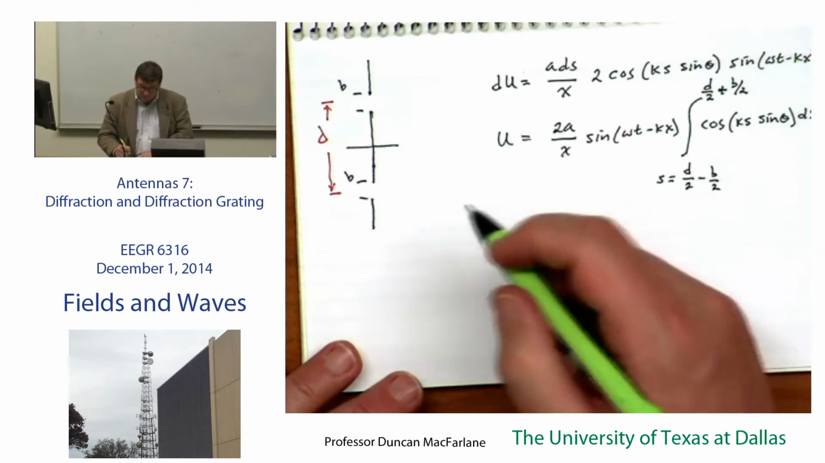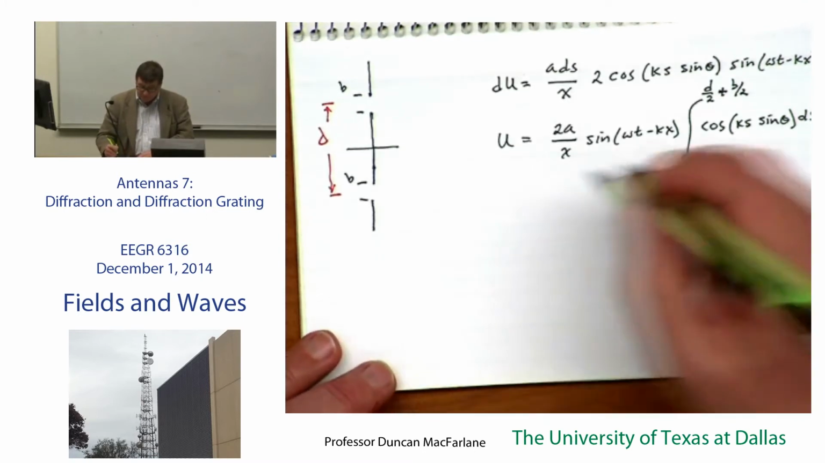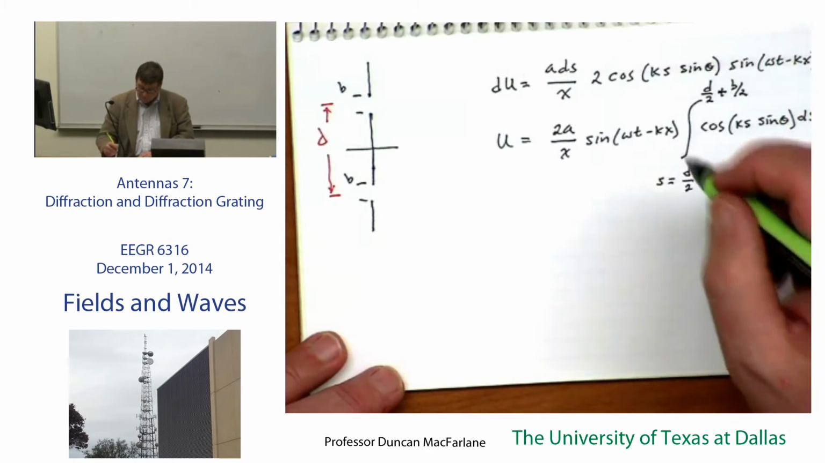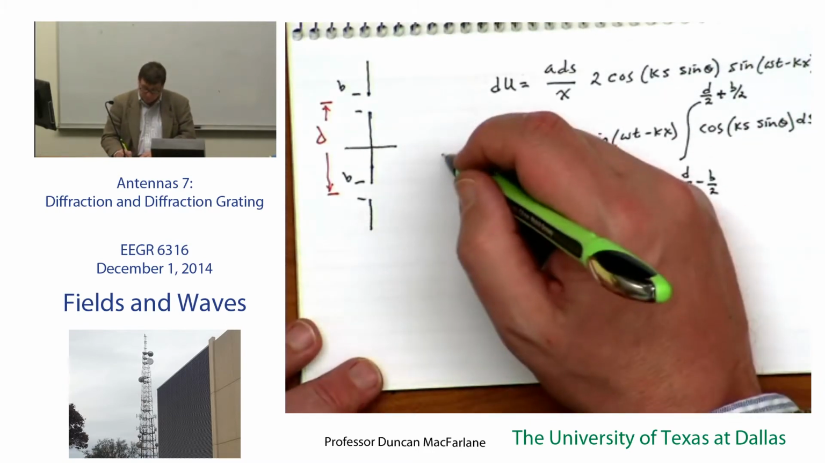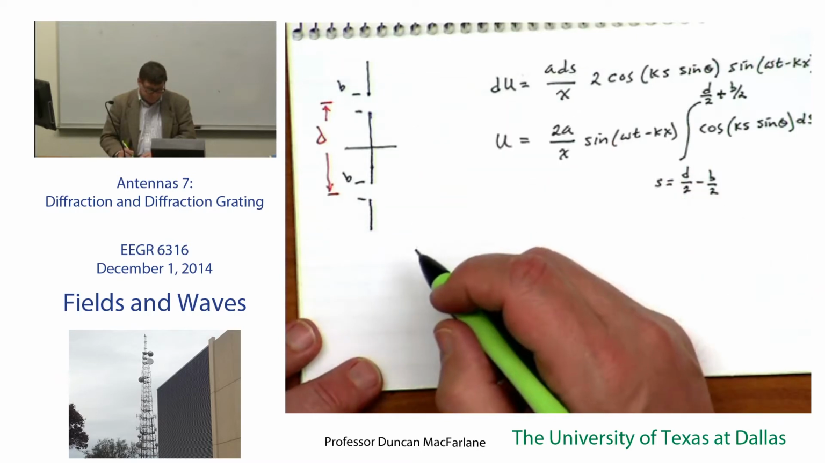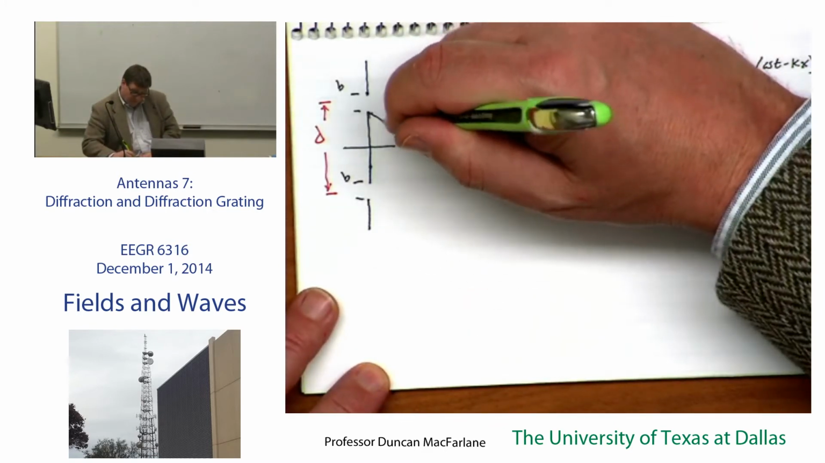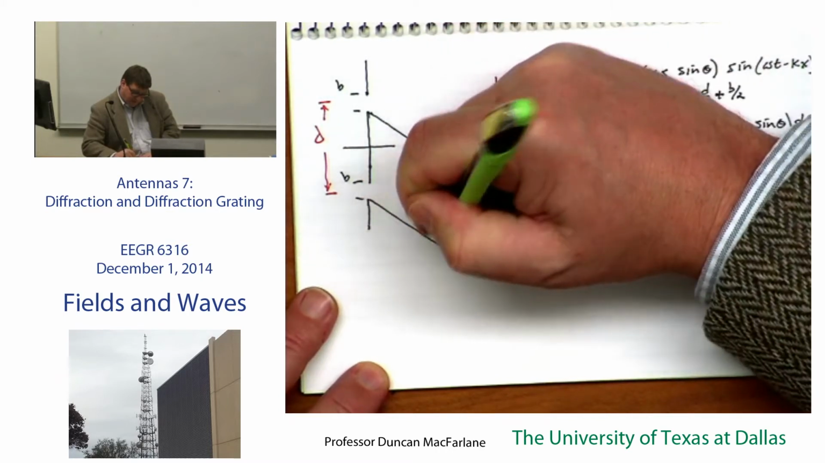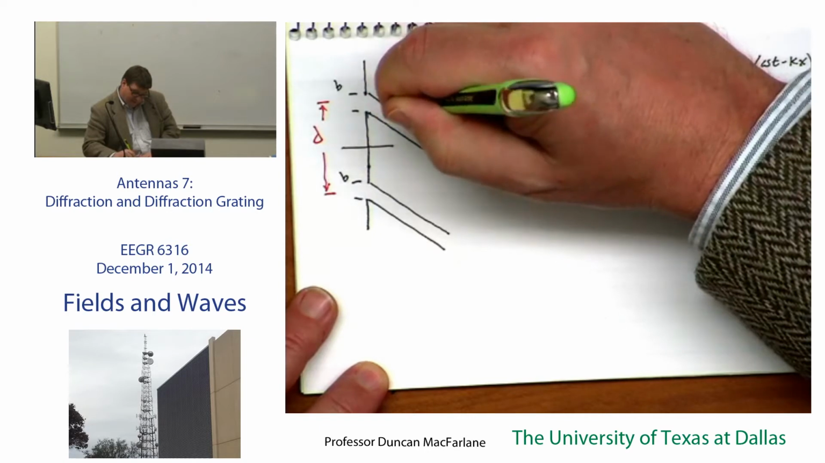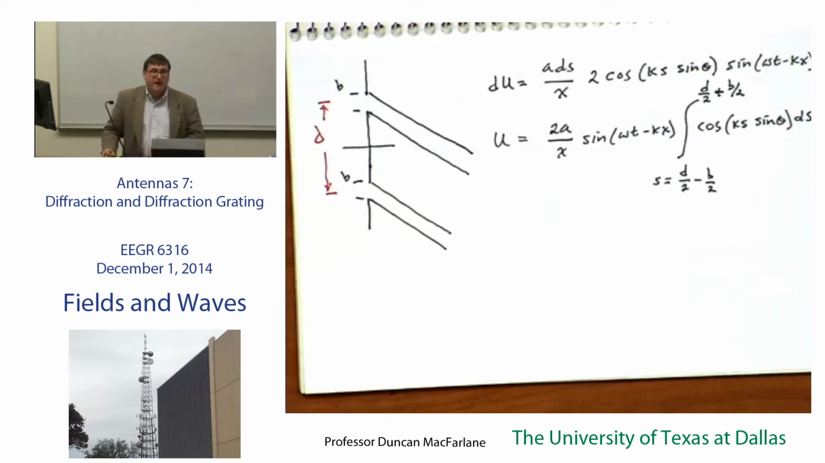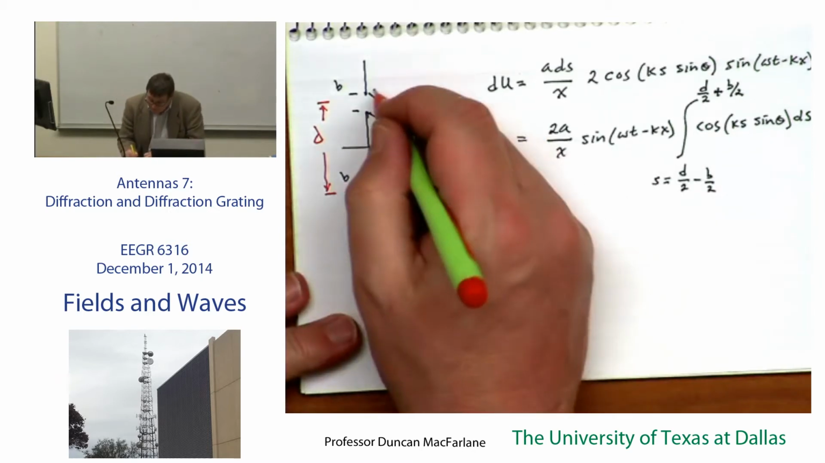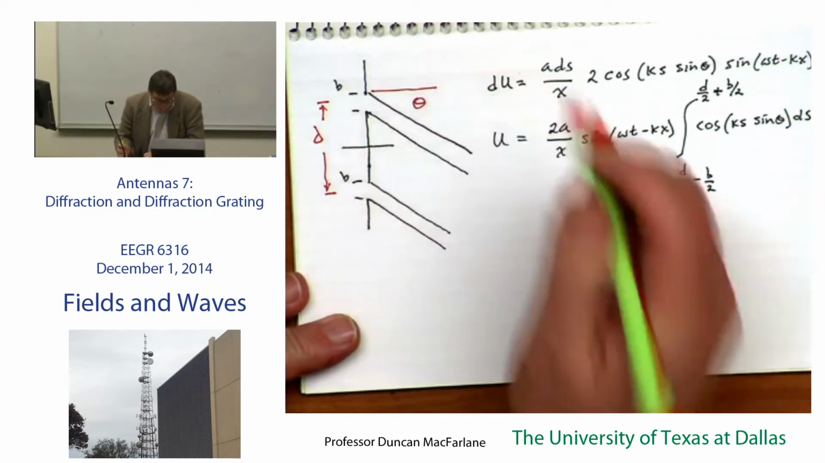Now let's see if I can draw you a bigger picture. And maybe I can do it here. In the far field, I'm going to have parallel lines that come out of each of these apertures. And this angle here is what we called theta before.